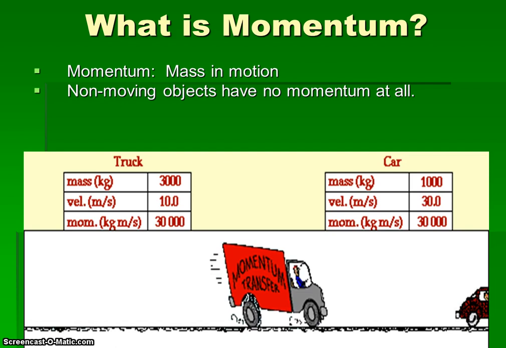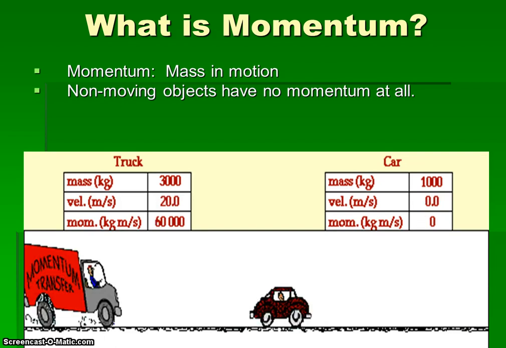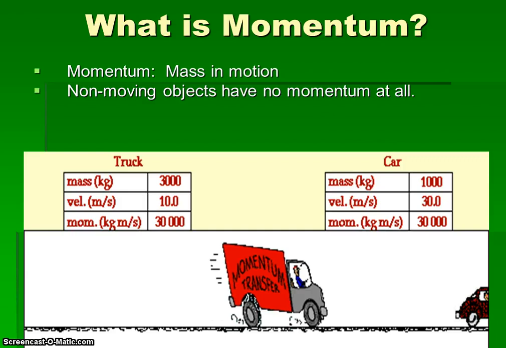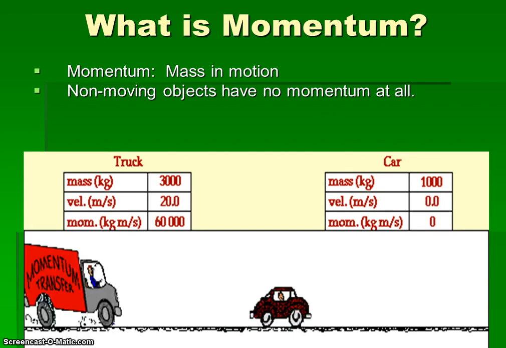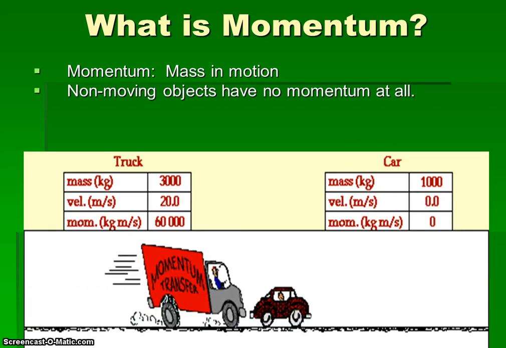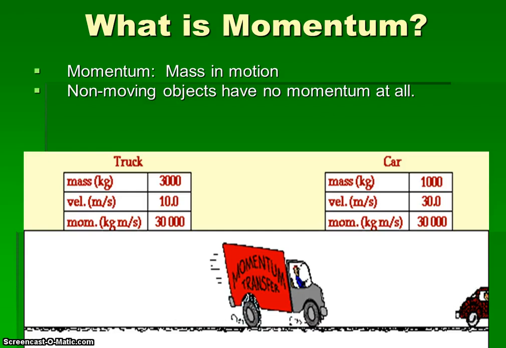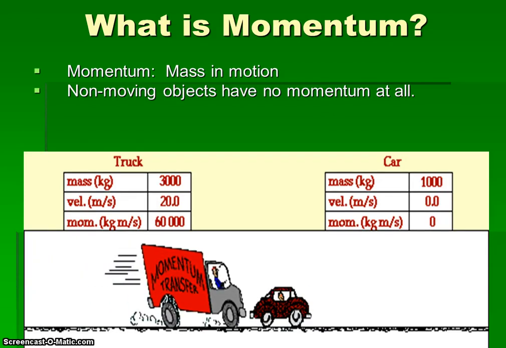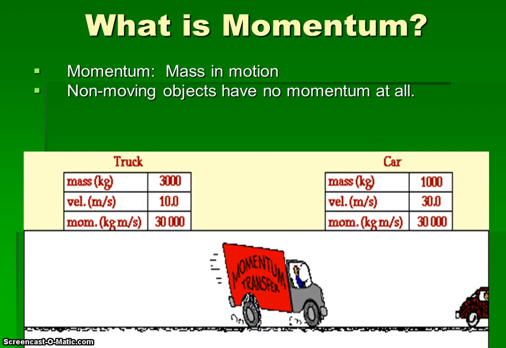So when something is moving, it has momentum because it has mass and velocity. But at the beginning, this car is not moving. Here, it's not moving, so it has no momentum. But after the truck hits it, it begins to move, so then it does have momentum. A non-moving object cannot have momentum because it has no velocity.